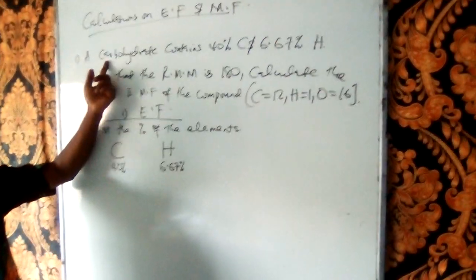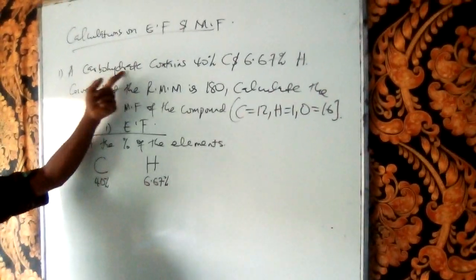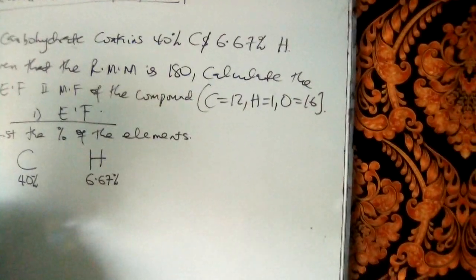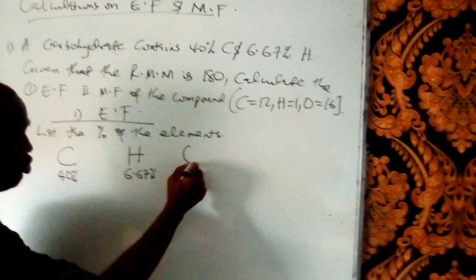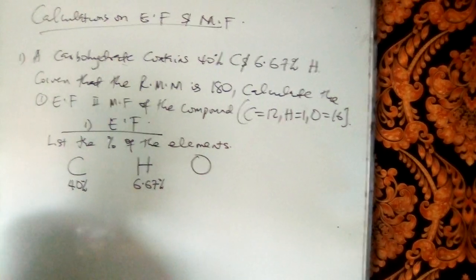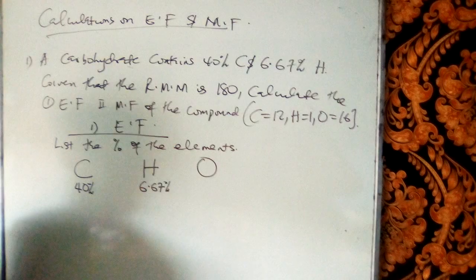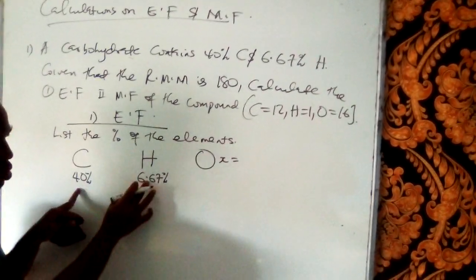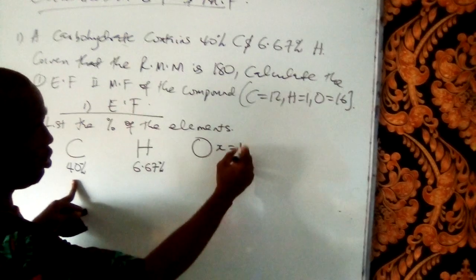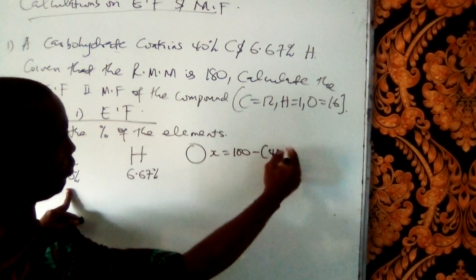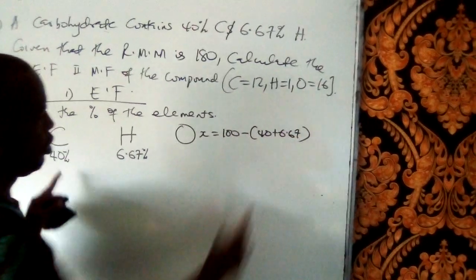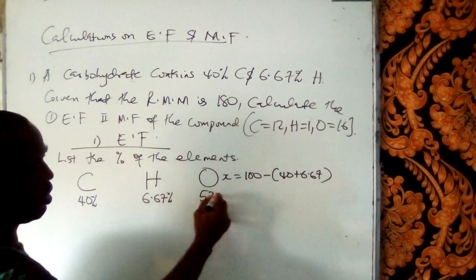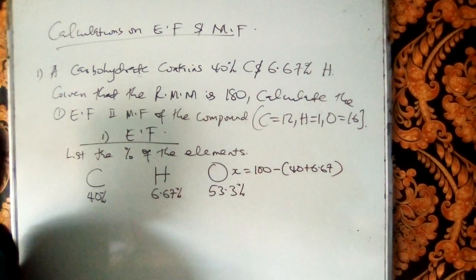And the word is like carbon hydrate. Carbon hydrate means water. Carbon and water join together. So there's oxygen in water. So we have to write oxygen, and we have to find the percentage of oxygen, not given to us. How do we find it? We'll call it x. We'll add these 2 and subtract from 100. So it will be 100 minus (40 plus 6.67). So you add up these two and subtract from 100, you're going to get 53.3%. That's the percentage of oxygen.